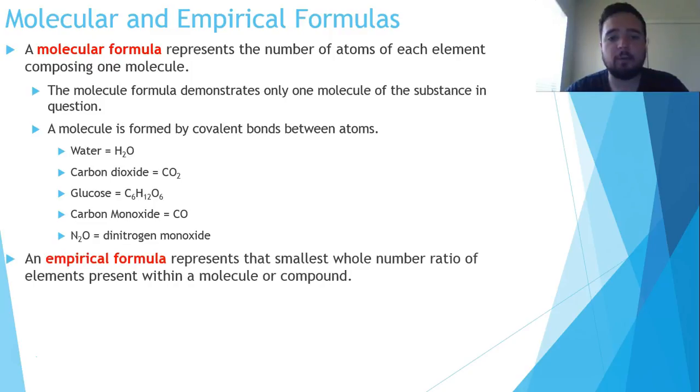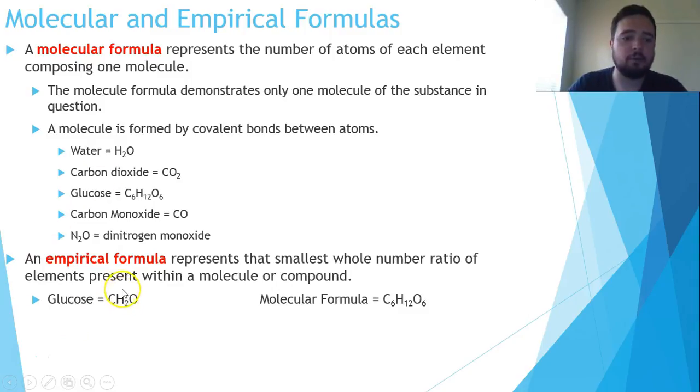The next thing is the empirical formula. It represents the smallest whole number ratio of elements present within a molecule or compound. So it's taking the molecular formula and bringing it down to a simpler level that we can use to describe a chain of molecules and other compounds together. For example, the empirical formula for glucose is CH2O. The reason is that between C6, H12, and O6, there's a common factor of 6. So if you divide all these numbers by 6, you simplify the subscripts to 1, 2, and 1.